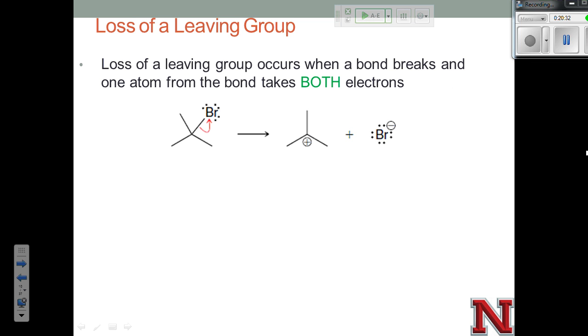Loss of a leaving group, something is leaving with electrons. This particular reaction is showing the bond between carbon and bromine is breaking. Bromine's taking the 2 electrons. That leaves the carbon with 2 less electrons than it started with, so it has a positive charge. You must show that carbocation. Very important.